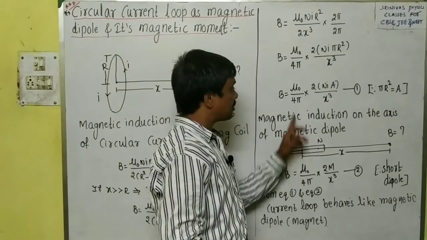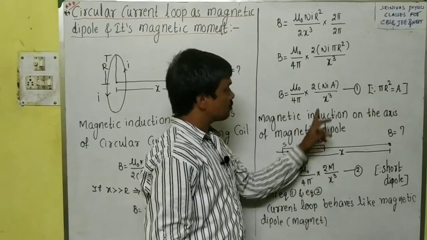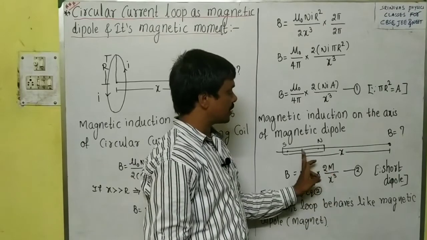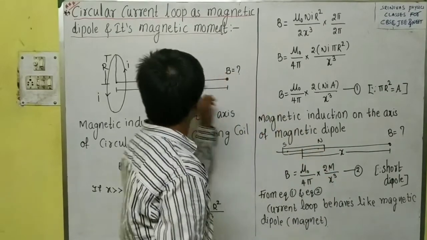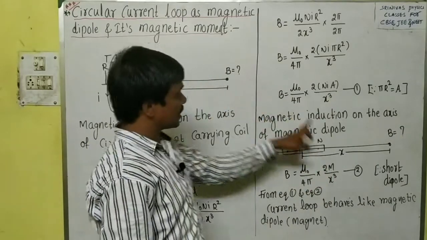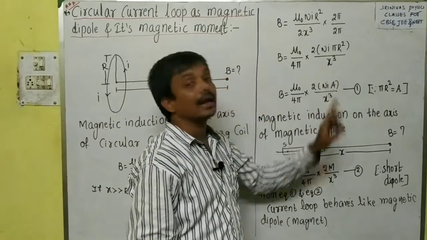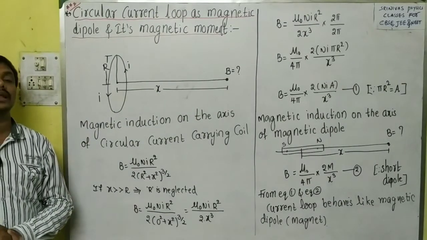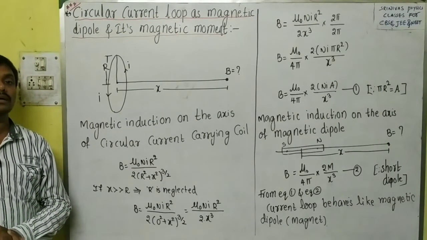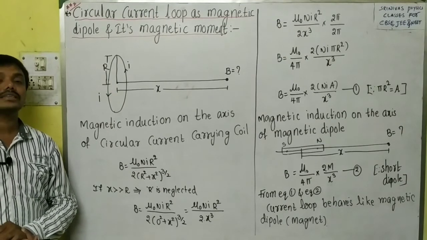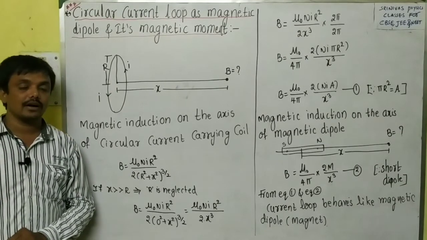Mu naught by 4 pi, mu naught by 4 pi is there, x cube is there, 2 is there, m, instead of magnetic moment for the bar magnet. For the current loop NIA is there. That means current loop magnetic moment m is equal to NIA. The magnetic moment of current loop formula is NIA, where N is the number of turns, I is the current and A is the area of the coil or the loop.